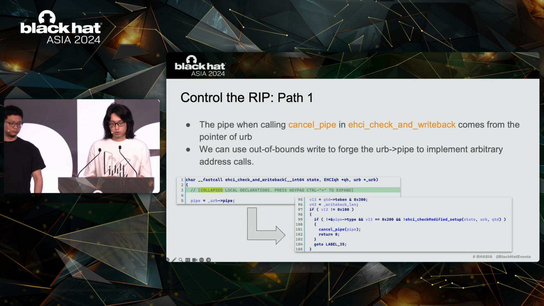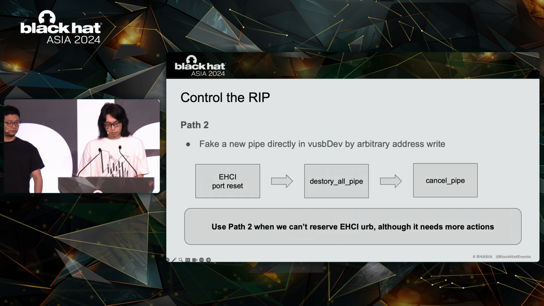In this regard, I found two approaches to utilize. Path one is, as we can see from the image, in the EHCI check and write back function, the pipe comes from the URB. Then, under certain conditions, when EHCI check modified setup returns an error, it will execute cancel pipe. When we forge the pipe through an out-of-bounds write, we can achieve an arbitrary address call.